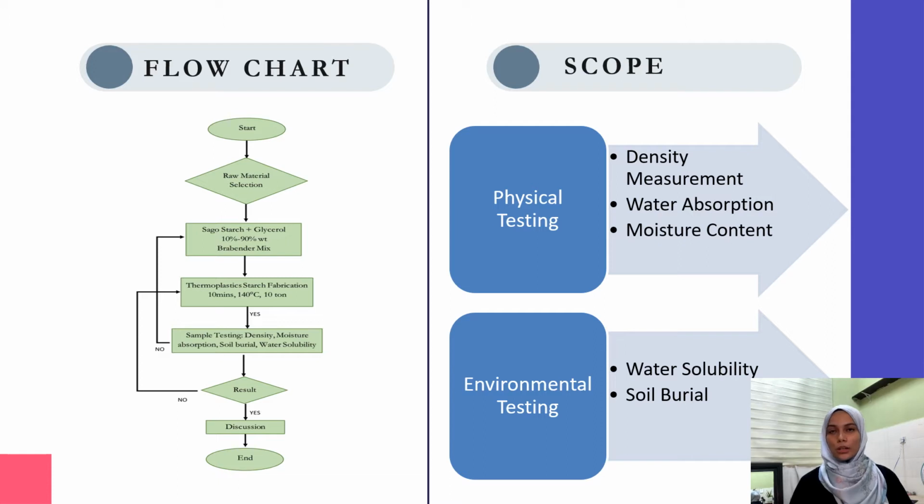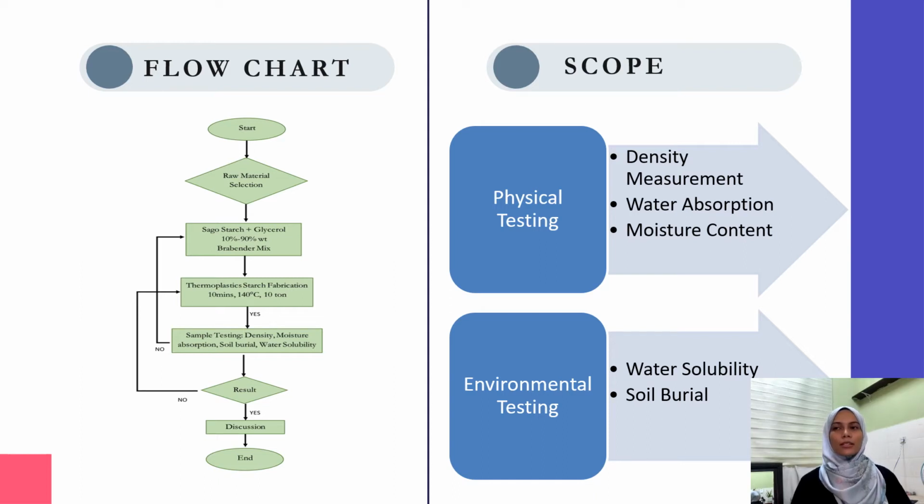For the flowchart of this study, it will start with the material selection process where the raw material will be purchased from the supplier, and then the selected raw materials, which are sago starch and glycerol, will be mixed by using a Brabender mixer in order to get a better mix preparation. At this phase, the glycerol content is added by different percentages, ranging from 10% to 19% of glycerol.